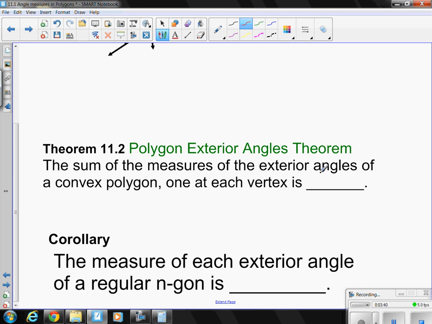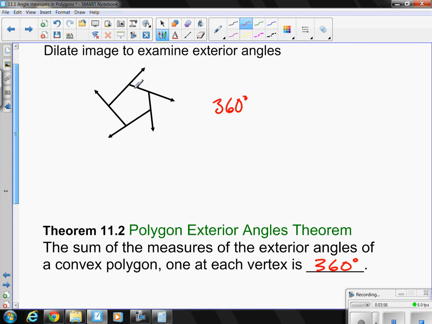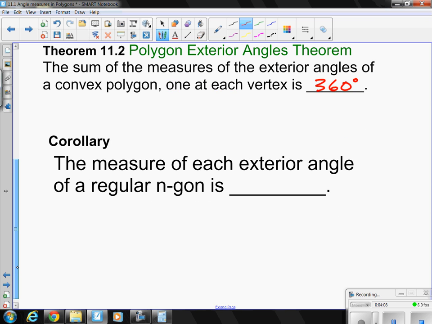The sum of the measures of the exterior angles of a convex polygon, one at each vertex, is always 360 degrees. Okay, don't think it's a trick question. The measure of each exterior angle of a regular pentagon. So this one has 5 sides. If all of them add to 360, one angle here would be 360 divided by 1, 2, 3, 4, 5, or the number of sides. 360 divided by n.